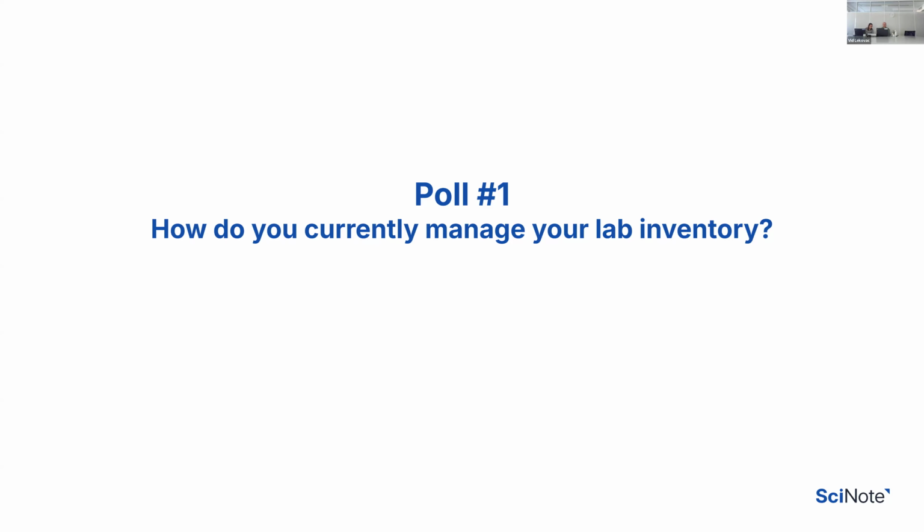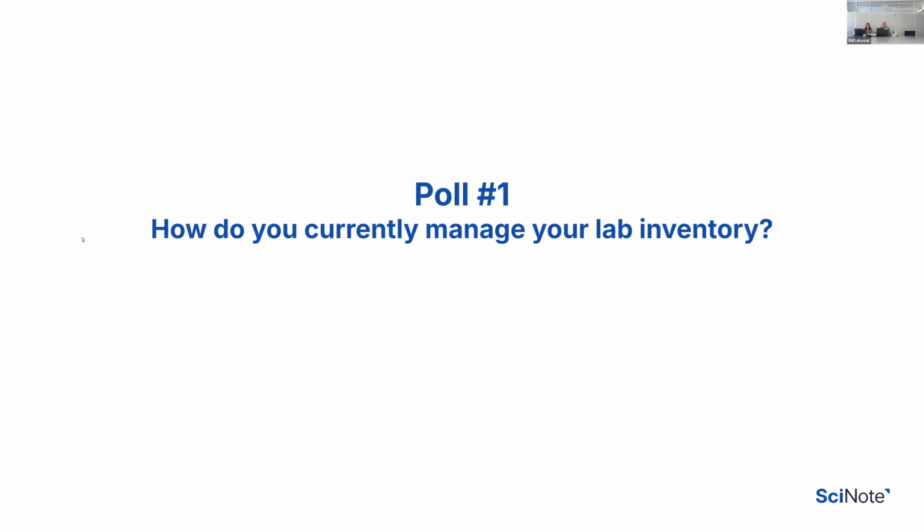Yeah, as you can see, spreadsheets in Excel, almost 60%, so 10 registrants, and then we have LIMS, not a lot, but ELN inventory modules, something like SciNote and dedicated inventory software. So this is interesting. As I said, nobody replied this last time, and mostly manual or paper is still a big one.